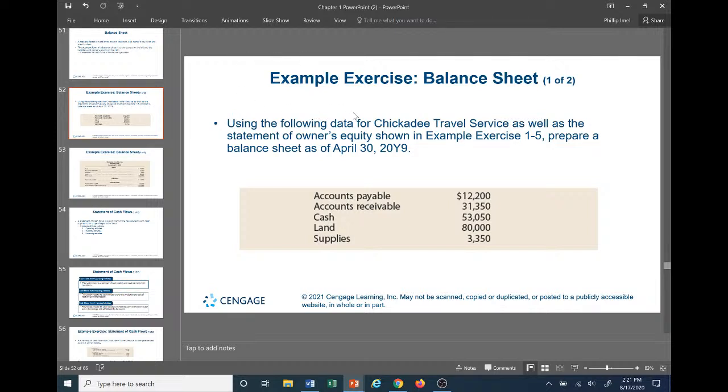Okay, let's look at this little example exercise here, the balance sheet. Using the following data for Chickadee Travel Services, as well as the statement of owner's equity shown in example exercise 1 through 1.5, prepare a balance sheet as of April 30th, 2009. They've given us the information here, so we don't have to go back and look at it. You can see we have accounts payable, $12,200. Accounts payable is a liability. Accounts receivable of $31,350. That's an asset. Cash, another asset. Land, another asset. Supplies, another asset. Now let's go ahead and build this balance sheet.